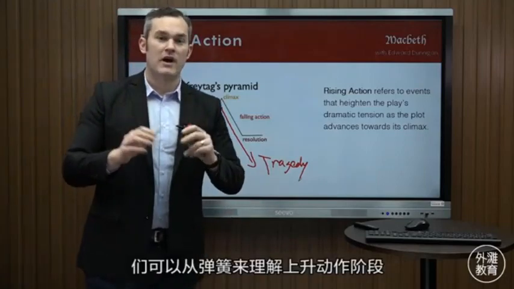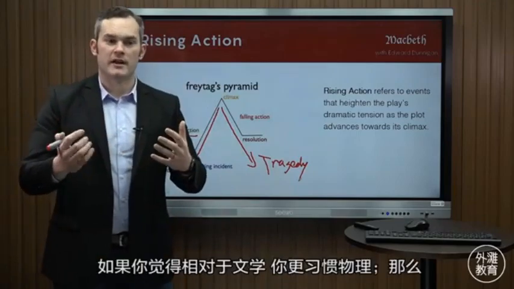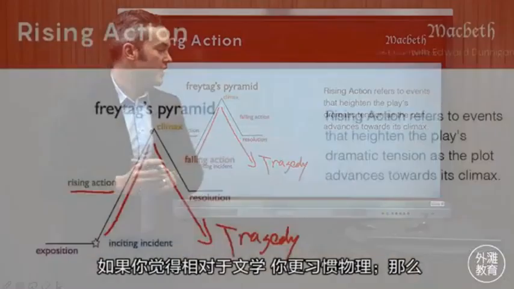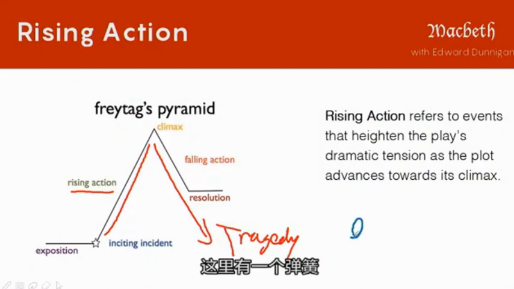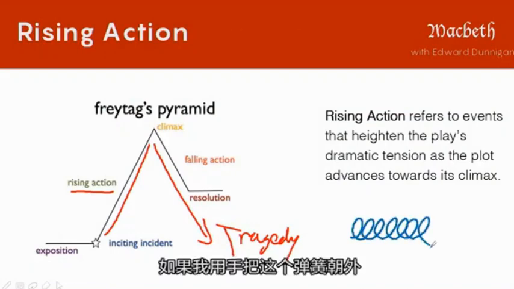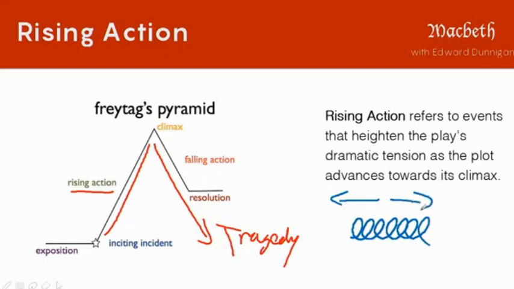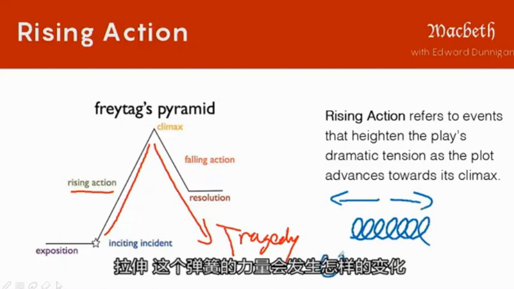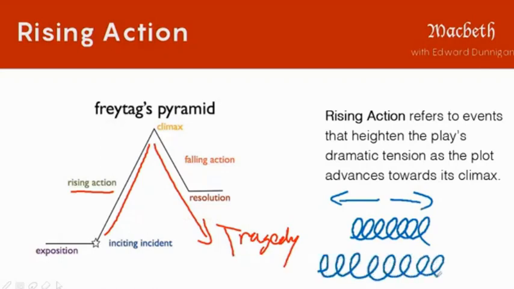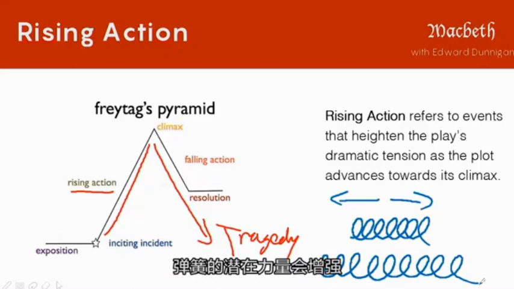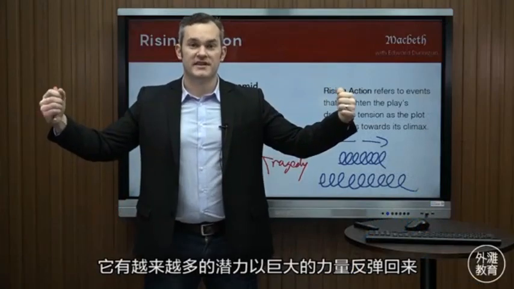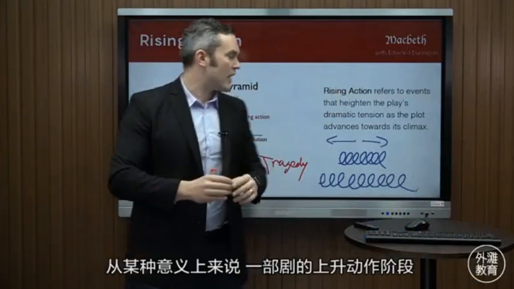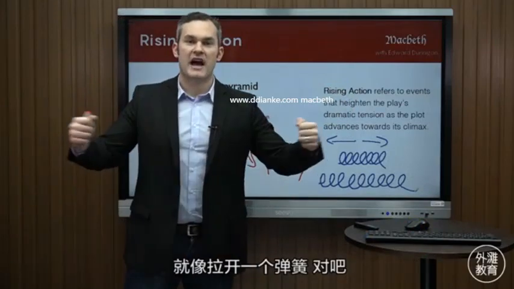One of the ways that we can think about rising action is like a spring. If you're more comfortable with physics than you are with literature, you could think about rising action as a spring. Let's take a look. So here's a spring, right? Now, if I pull this spring with my hands outward, what's going to happen to the energy of the spring? Well, we're going to have the potential energy increasing, right? The spring is going to have more and more potential to snap back with a lot of force. In a sense, the rising action of a play is like stretching a spring out.